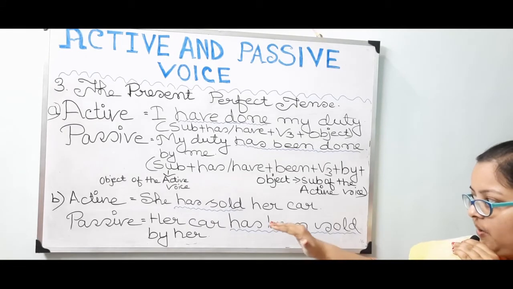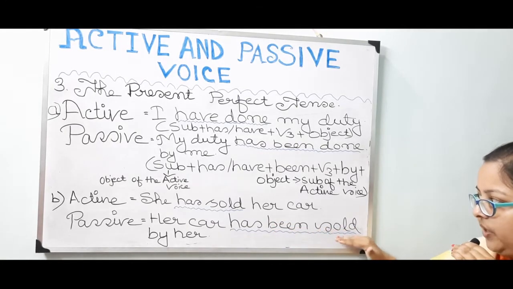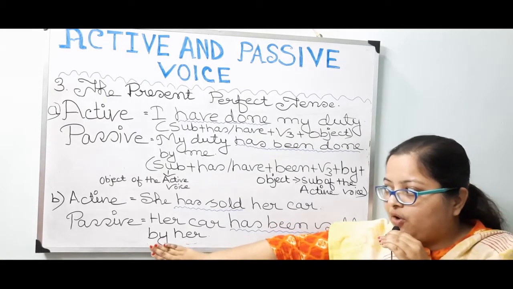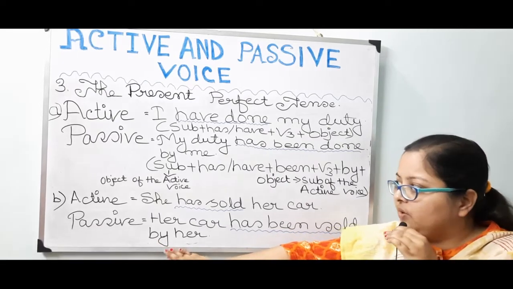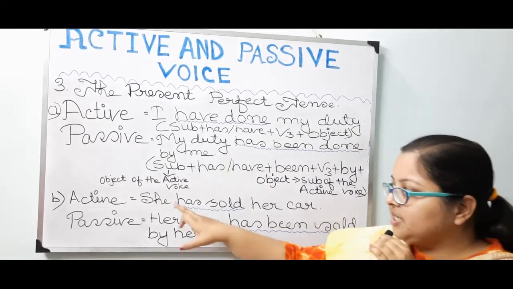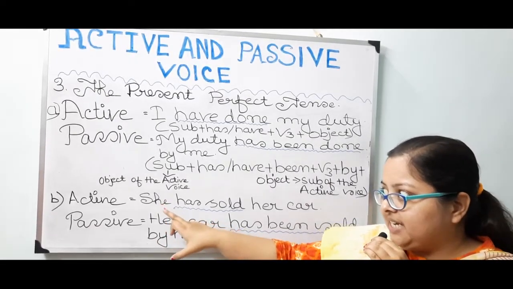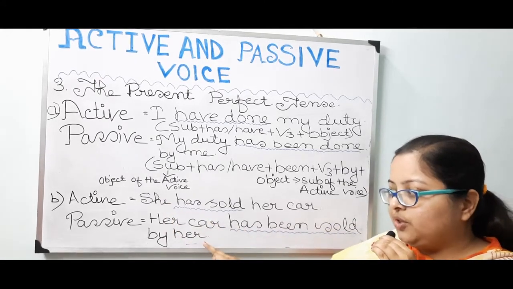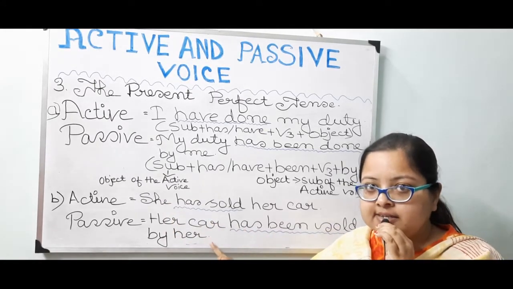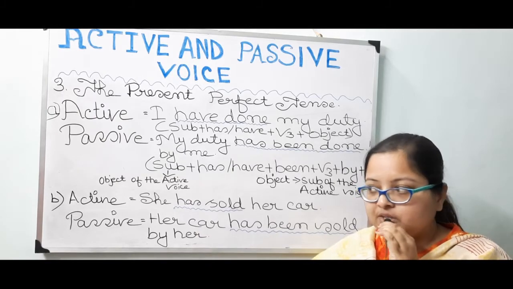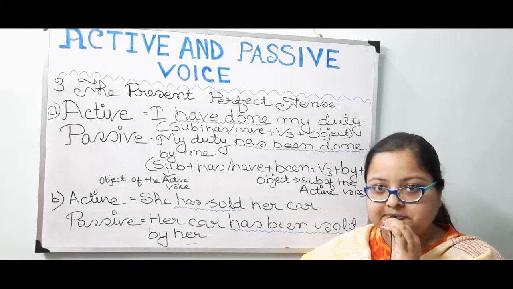Okay, so her car has been sold. Then according to the format we have to put by. Okay, then subject of the active voice, that is she, is getting changed into the word her, which is turning out as the object of the passive voice.